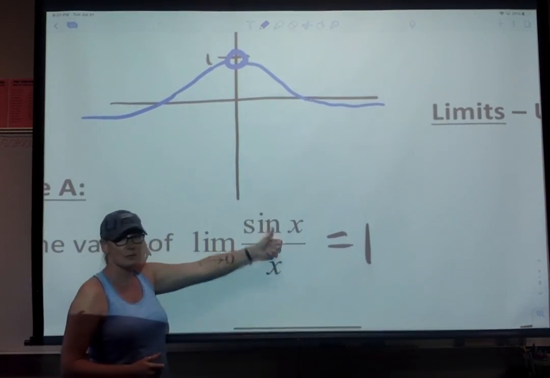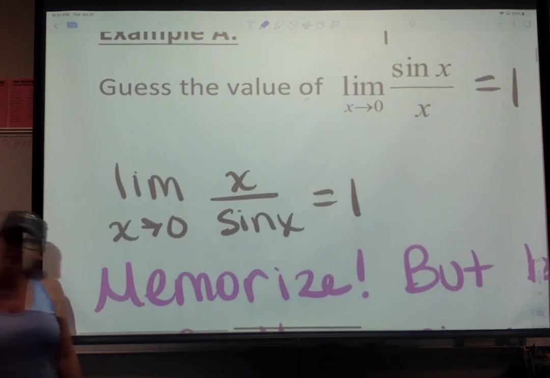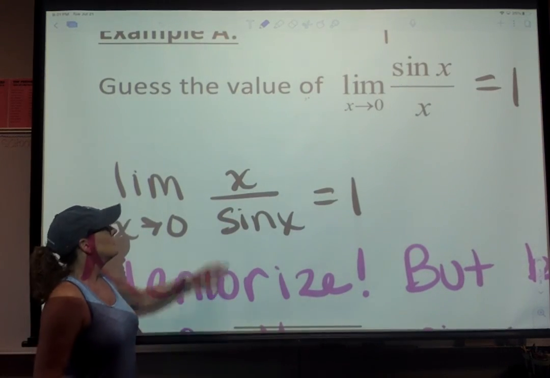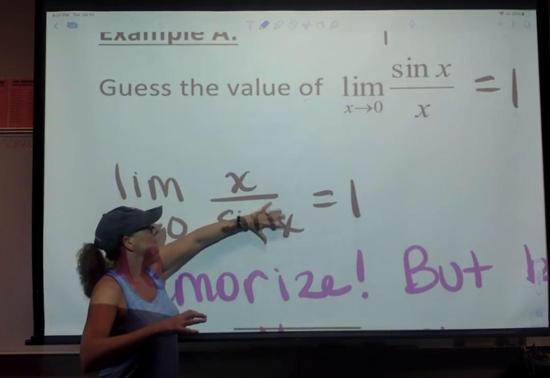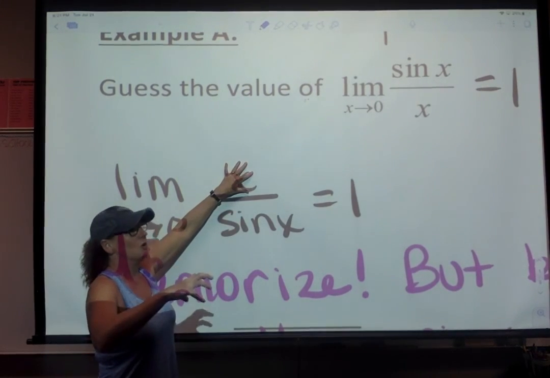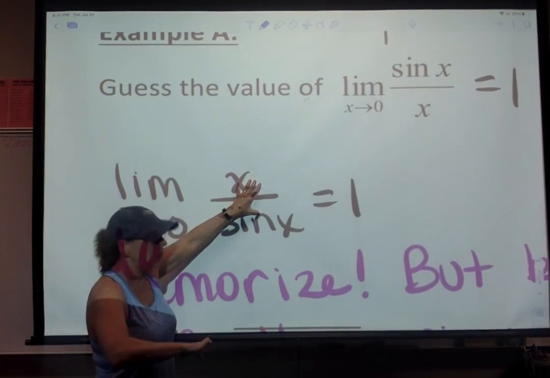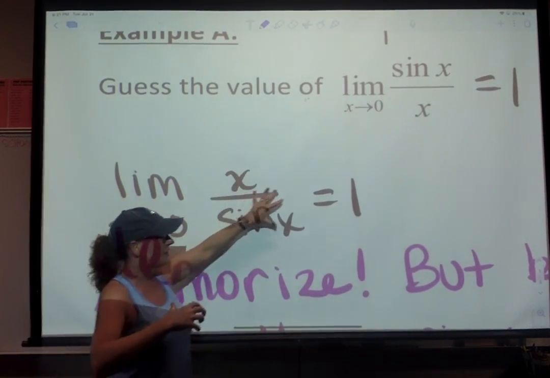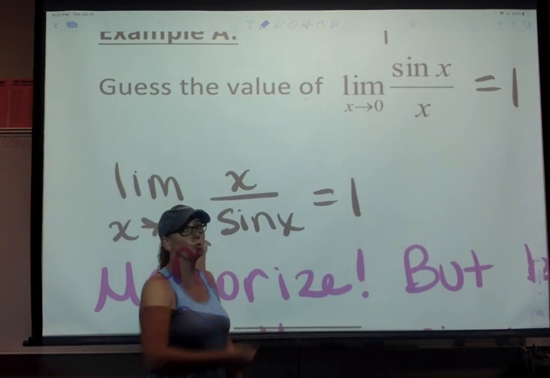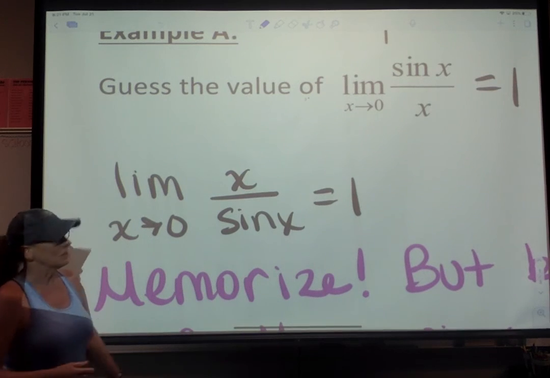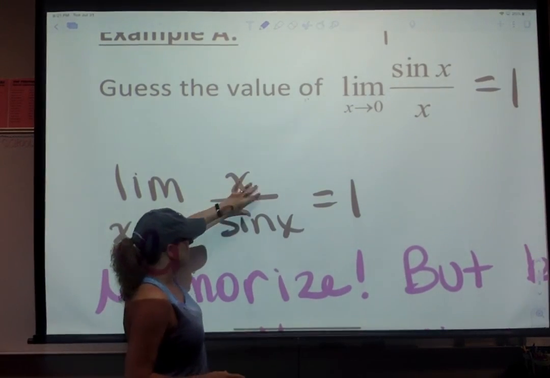What happens if you turn those upside down? Does it matter? No. My denominator value and my numerator value are getting closer and closer to each other, which means my fraction is almost able to be reduced to 1. So it really doesn't matter, the orientation of this fraction.